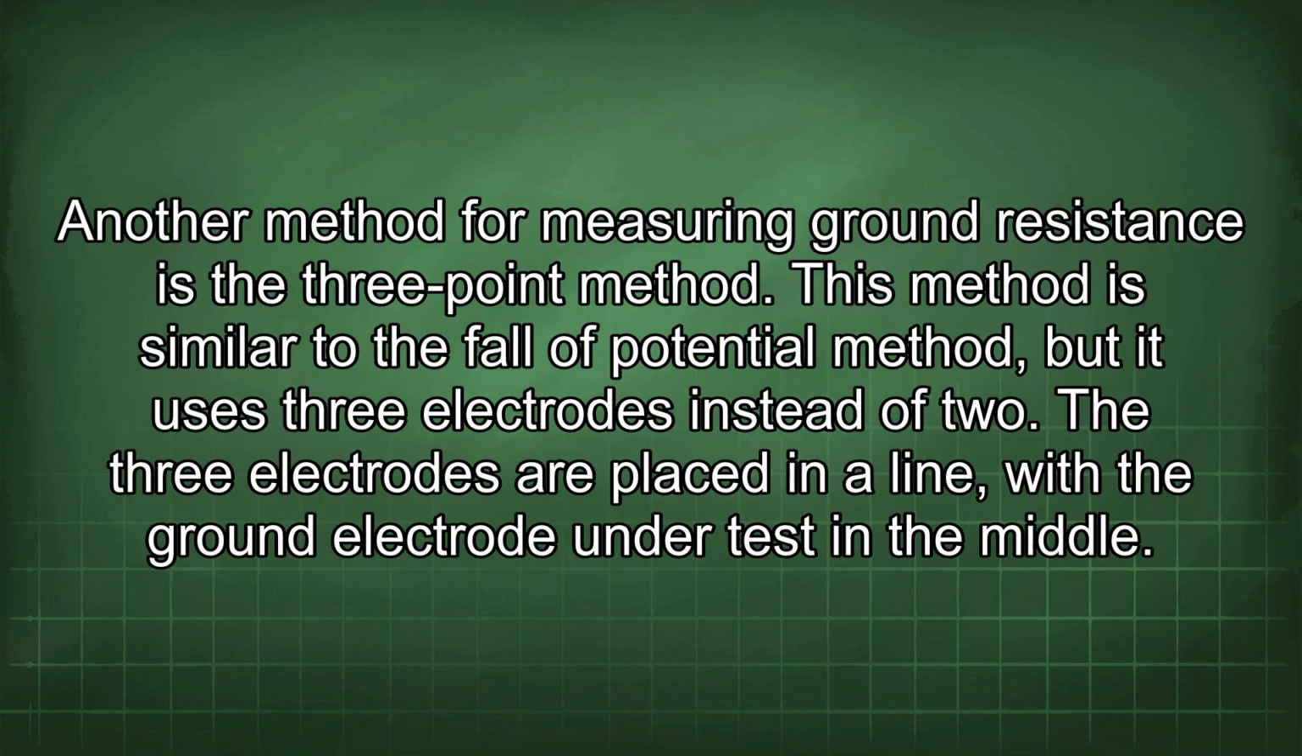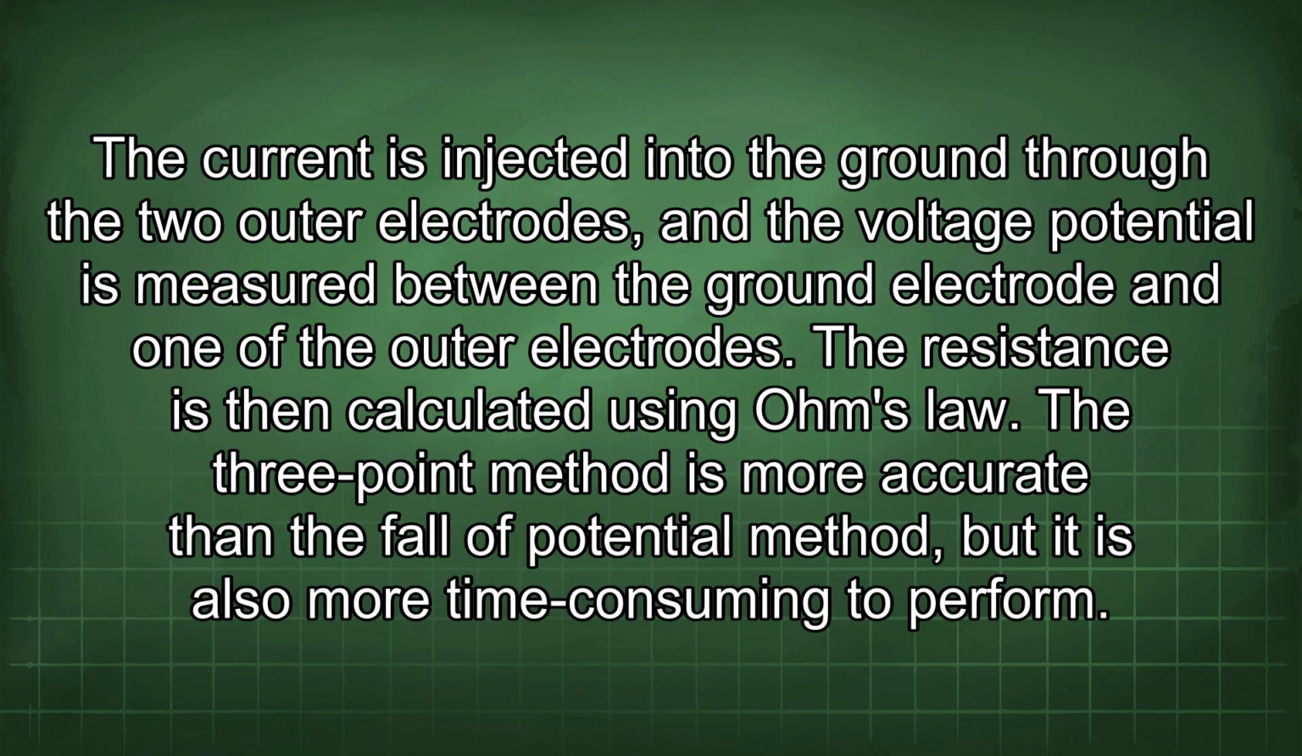Another method for measuring ground resistance is the three-point method. This method is similar to the fall-off potential method, but it uses 3 electrodes instead of 2. The 3 electrodes are placed in a line, with the ground electrode under test in the middle. The current is injected into the ground through the 2 outer electrodes, and the voltage potential is measured between the ground electrode and one of the outer electrodes. The resistance is then calculated using Ohm's law. The three-point method is more accurate than the fall-off potential method, but it is also more time-consuming to perform.